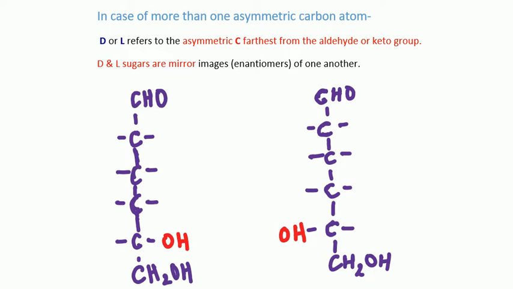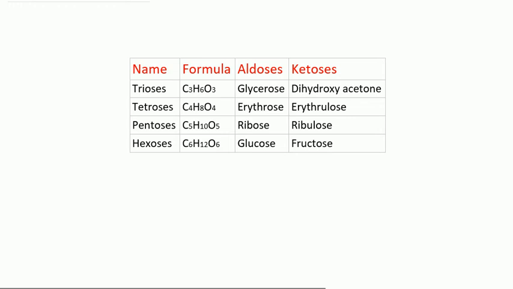In case of more than one asymmetric carbon atom, the designation of sugar isomer as D or L form is determined by the position of OH on asymmetric carbon atom farthest to the functional group. This is an asymmetric carbon atom farthest from functional group. When OH is present on the right side of such asymmetric carbon atom, then it is a D isomer. When OH is present on the left side of asymmetric carbon atom which is farthest from the functional group, then it is designated as L isomer. These are the examples we are going to see under aldoses: glycerose, erythrose, ribose, glucose.